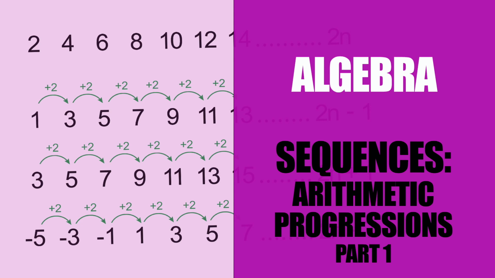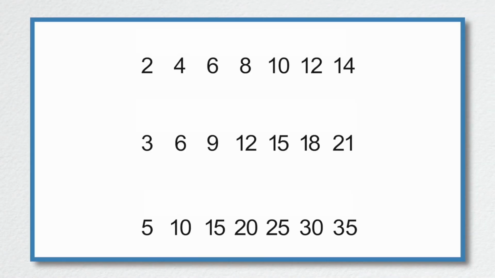We are going to look at some number sequences and write general rules for them in each case. Here are three sequences. You're probably familiar with them. They're the 2 times table, the 3 times table and the 5 times table. These are called arithmetic progressions. To get to the next number in the sequence, you add the same amount.